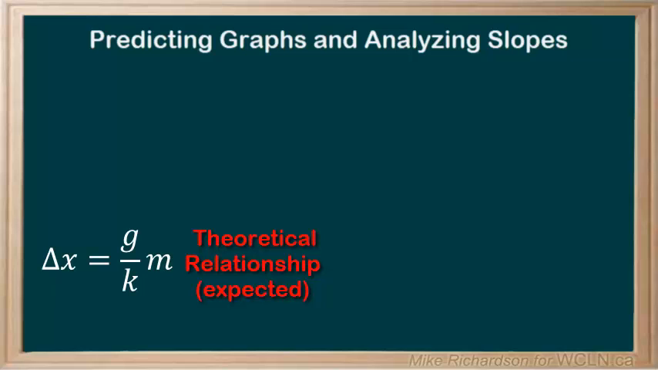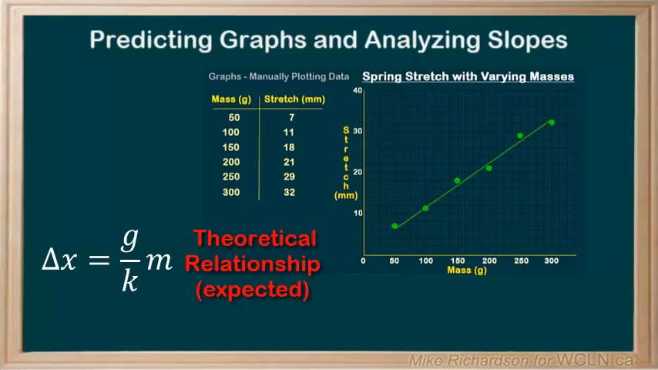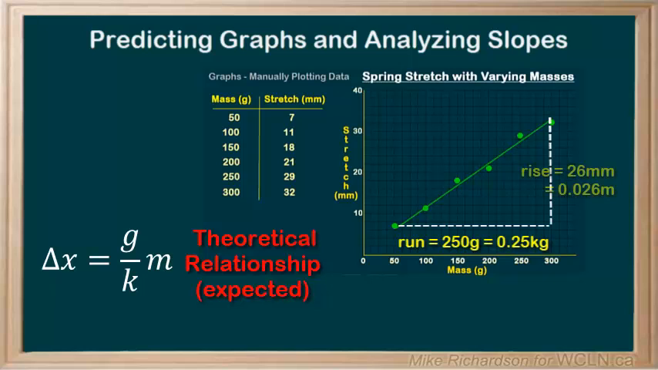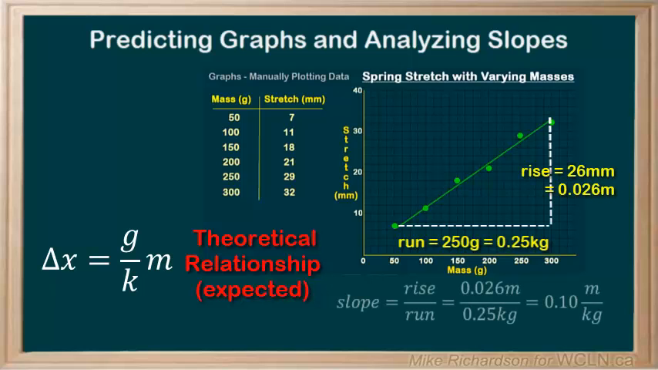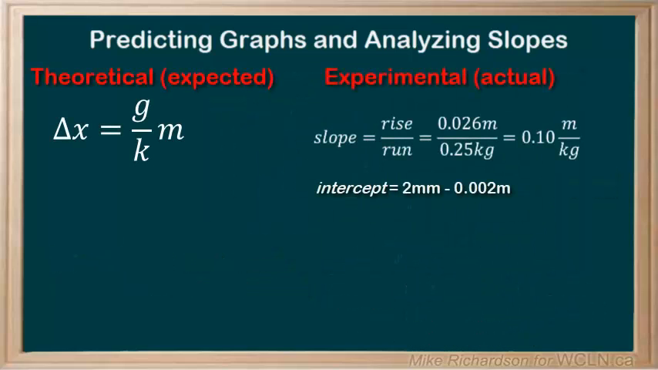Having collected the data, you then plot stretch versus mass and construct a straight, best fit line through the data points as shown. For any straight line, it is easy to determine both the slope and the intercept. After converting to standard SI units, we find the slope to be 0.1 meters per kilogram and the intercept to be approximately 0.002 meters. We are now prepared to determine the equation of our plotted line. This will become our experimental relationship.